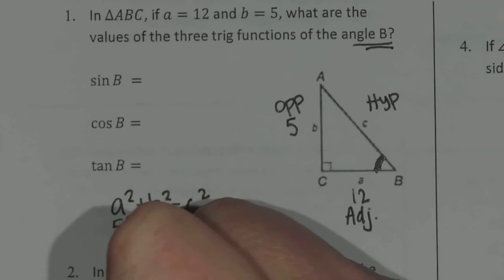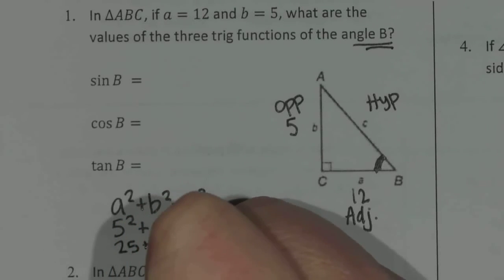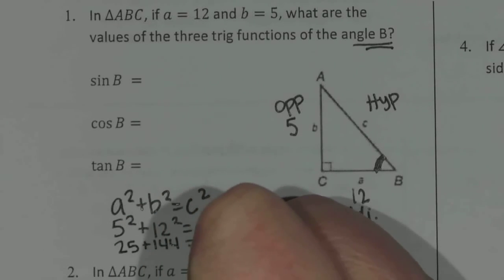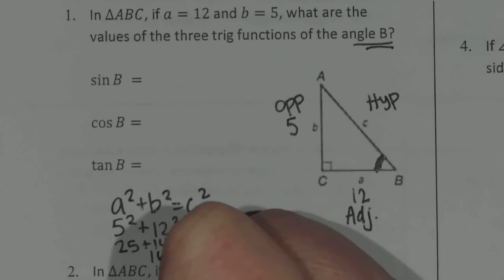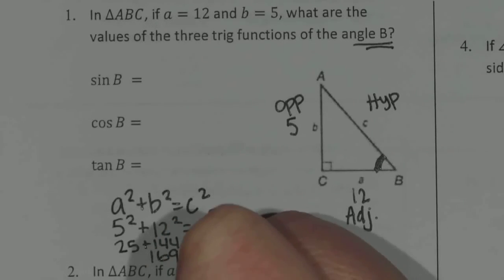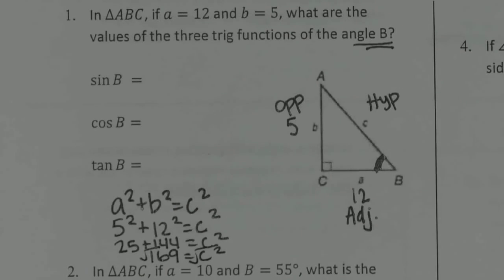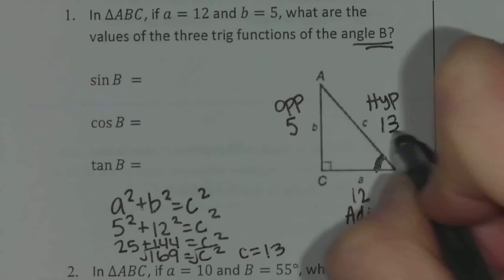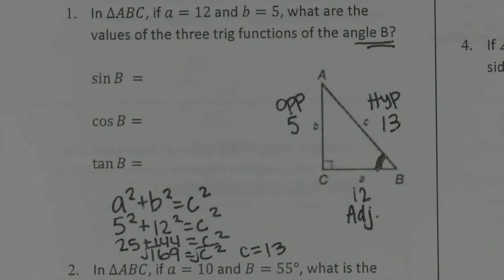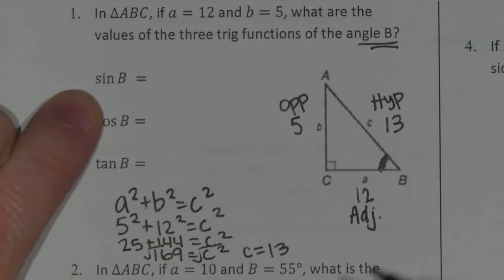5 squared is 25. 12 squared is 144. I add those together, I get 169. And then I would square root that. So my C value is going to be 13. Now that didn't actually solve anything that they asked me to solve for yet, right? That just gave me the side of my triangle. So now that I have the side of my triangle, I can find my values.